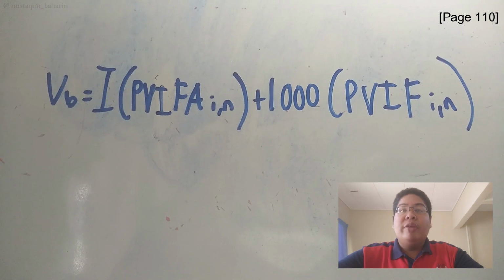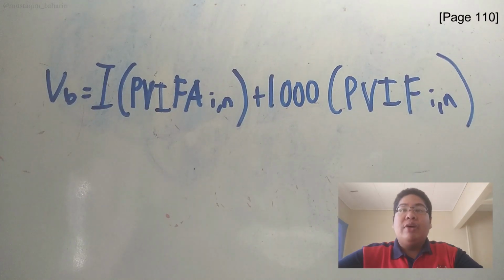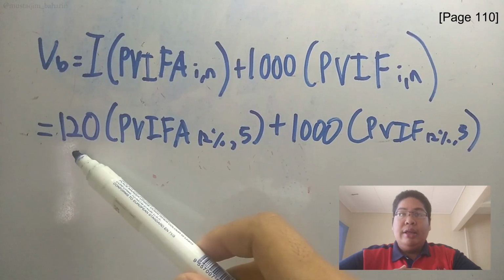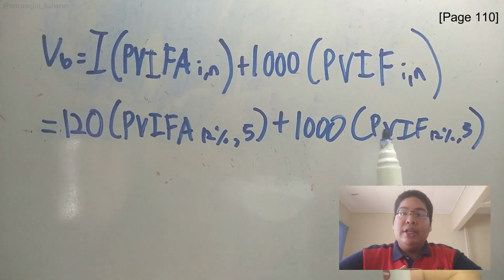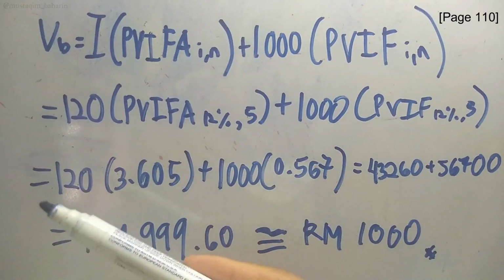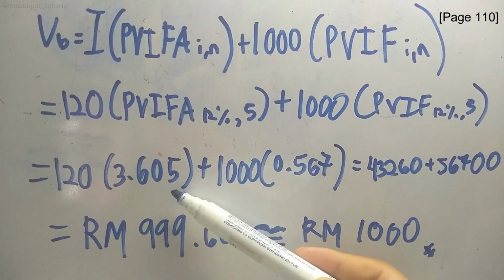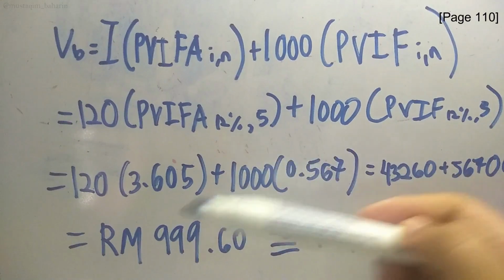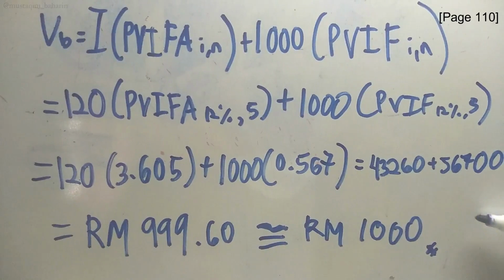Okay, the formula for VB is I times PVIFA(i,n) plus 1000 times PVIF(i,n). First you take 120 times PVIFA 12% in 5 years plus 1000 times PVIF 12% in 5 years. Okay, first you input 120 times 3.605 plus 1000 times 0.567, equal to 999.60, or RM1000.